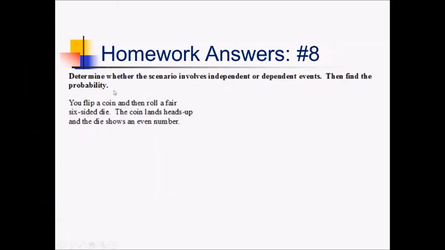So for this set of events here, we want to know if these are independent or dependent and then get the probability. So the event itself is flipping a coin and rolling a fair 6-sided die. Well, the coin and the die have nothing to do with each other. Whatever you get with your coin toss does not affect the dice roll. So these are independent events then. And then we want to find the probability that our coin lands heads up and the die shows an even number. So heads up and even is what we're looking for.